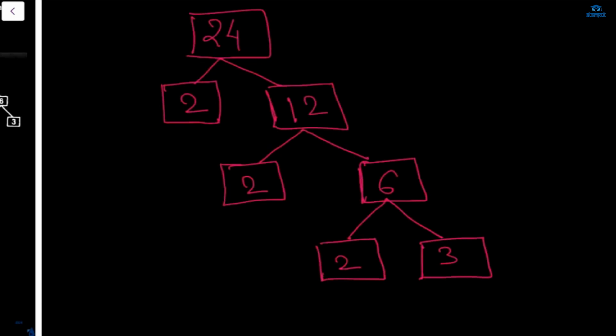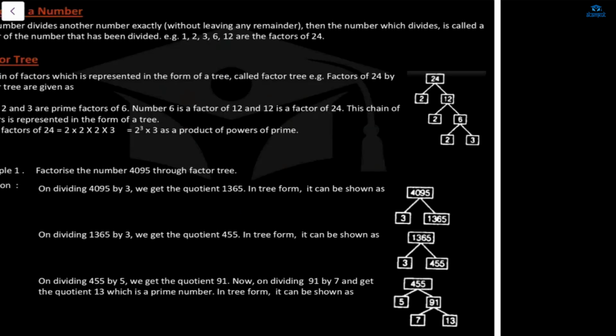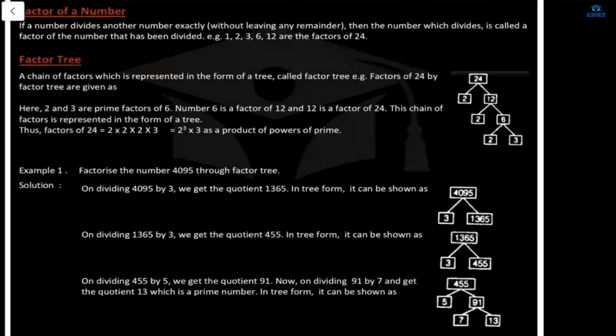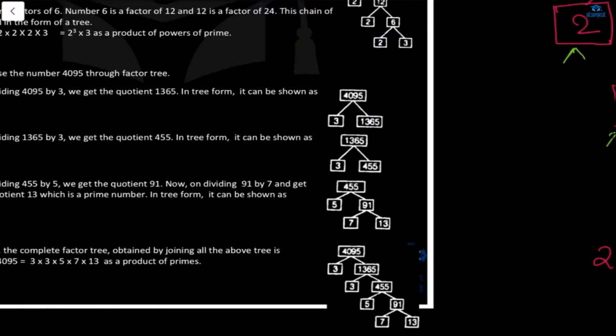So we are actually representing 24 as a product of prime factors. And for all the numbers, there is a unique combination of prime factors. So this factor tree is nothing more. If it asks you to represent it, you are going to represent it this way, and then you write the last number from each branch. So you can write this as 2 into 2 into 2 into 3, which is 2 to the power 3 into 3.